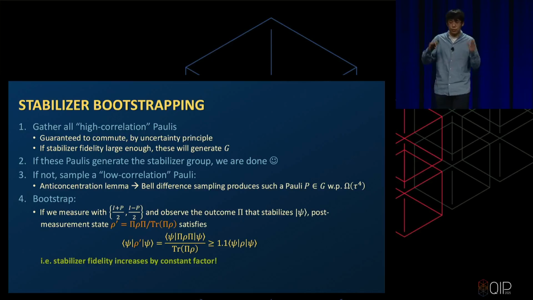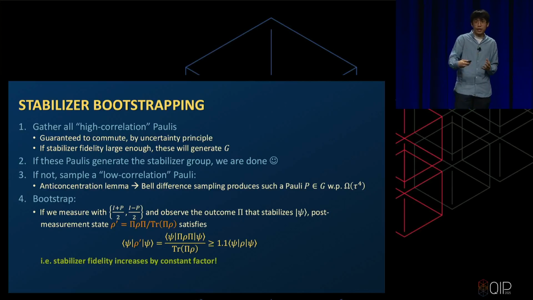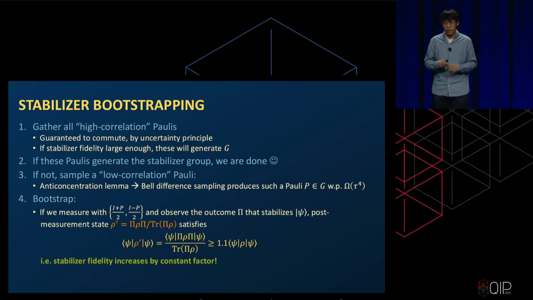Now instead of working with rho, I'm just going to keep working with rho prime. And the point is I only have to recurse a logarithmic number of times because I'm boosting by a constant factor every step. Okay, so that's the high-level idea.